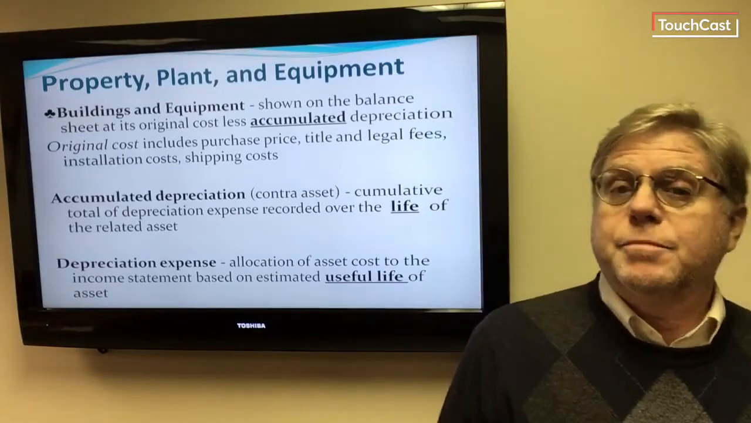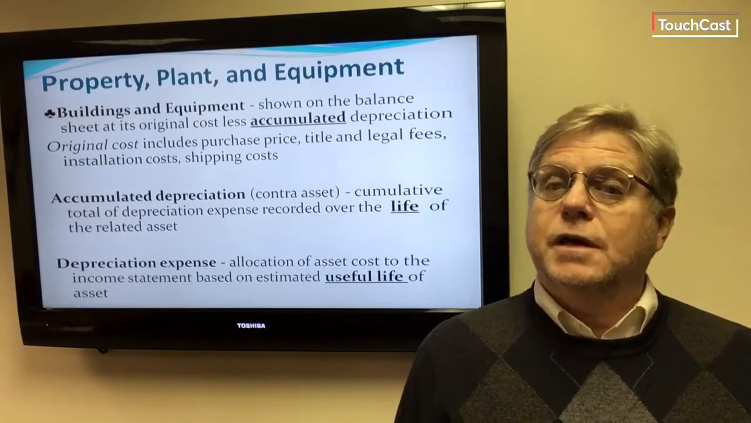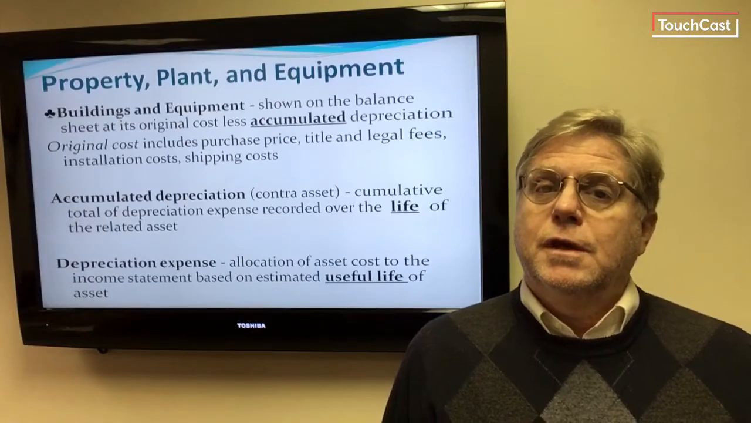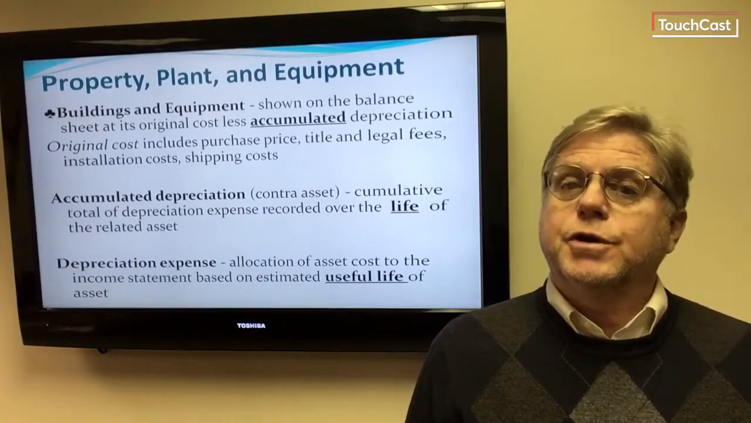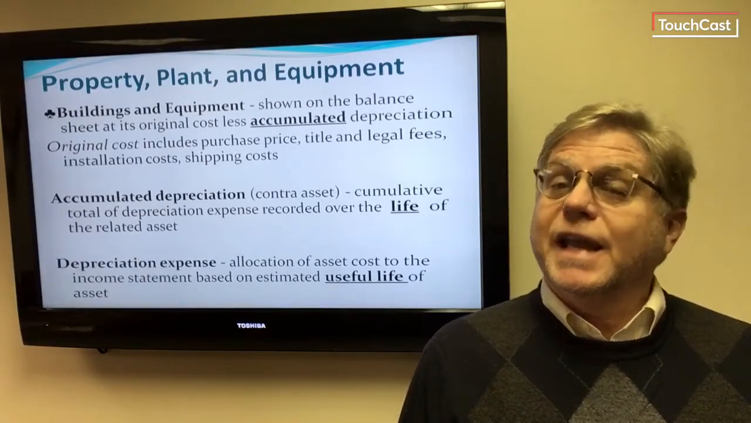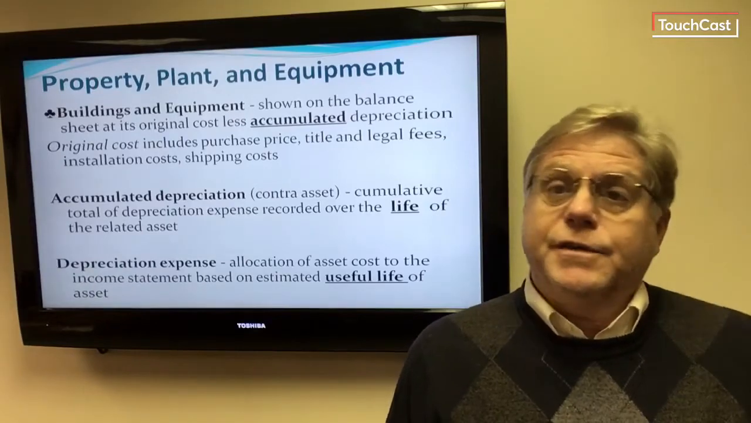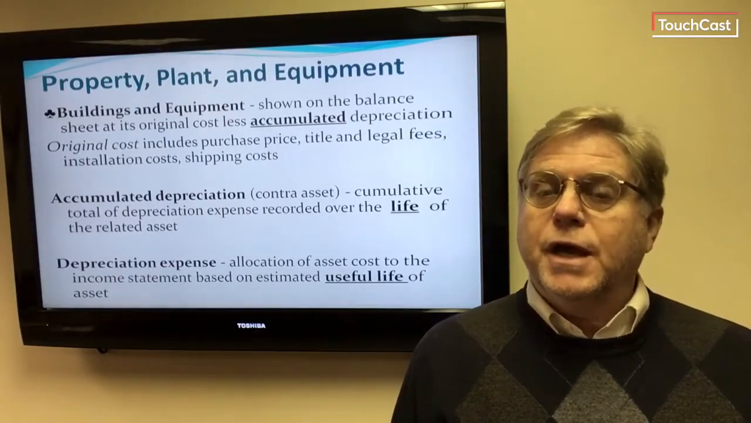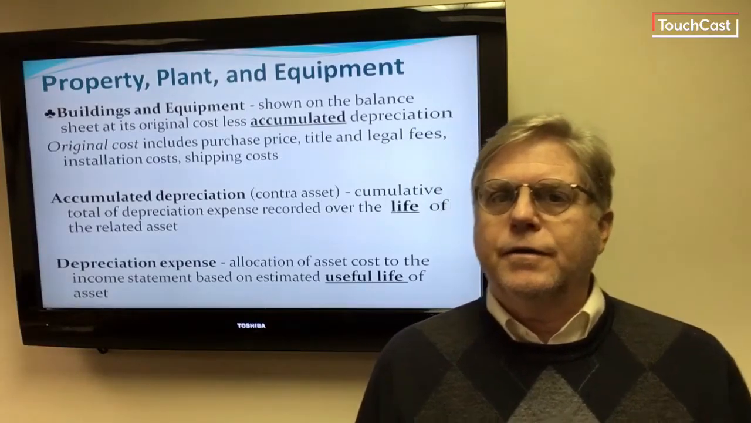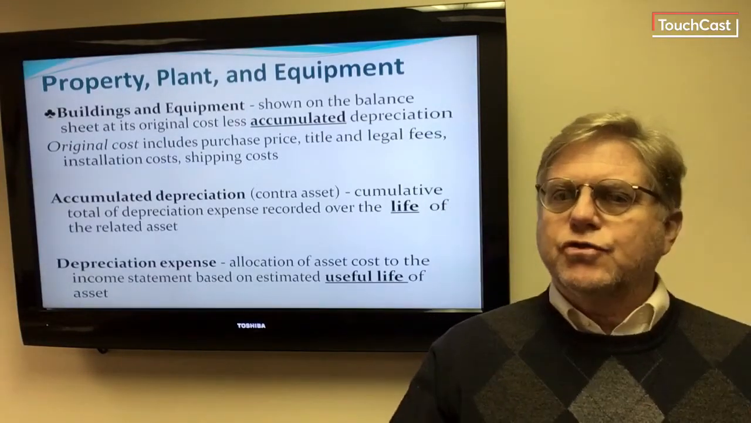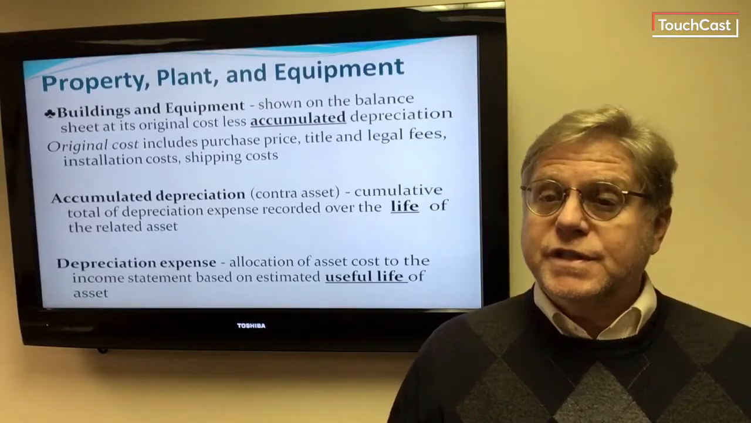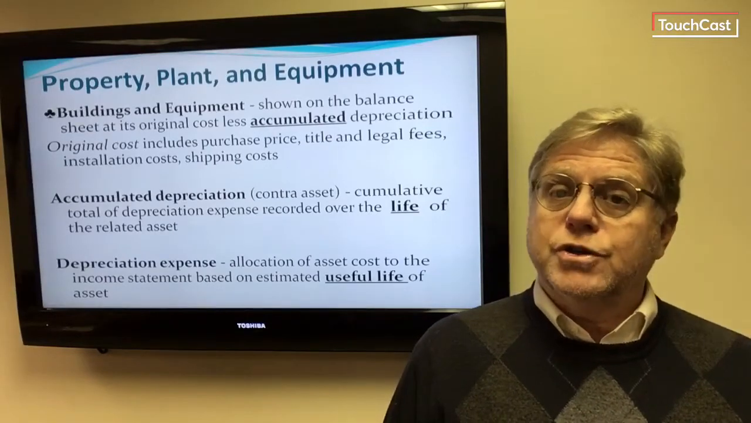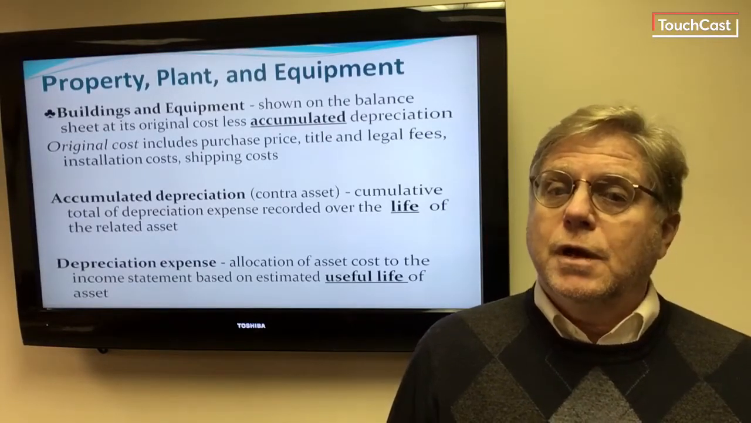Buildings and equipment are shown on the balance sheet at original cost less accumulated depreciation. The original cost again includes purchase price, title and legal fees, installation costs, shipping costs, sales taxes, for instance, if you have to, or other types of taxes you may have to pay in order to acquire those buildings and equipment. Those are all costs that are, as we say, necessarily incurred in order to purchase or obtain ownership of the asset.